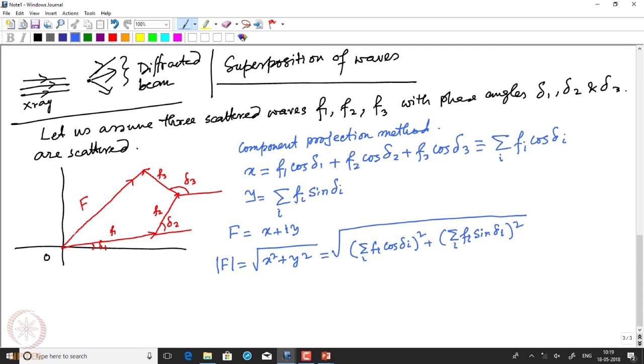And the overall angle of F, that is the phase angle of F, which is alpha, can be written as tan inverse y by x, which is equal to tan inverse sum over i Fi sin delta i by sum over i Fi, sin, sorry, cos delta i. So, this is how the superposition of waves can be calculated, and we learned the same in the previous class as well.